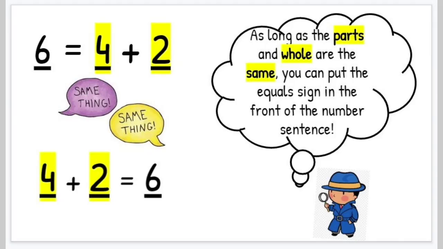Also, we have been talking about how addition number sentences can begin with the whole amount and the equal sign. I know that this might look different from what you're used to seeing, but if you think about it, it is true that 6 is the same thing as 4 plus 2 more. So with the whole amount and the equal sign at the beginning of the addition number sentence, as long as the parts and the whole are the same, you can put the equal sign in front of the number sentence.